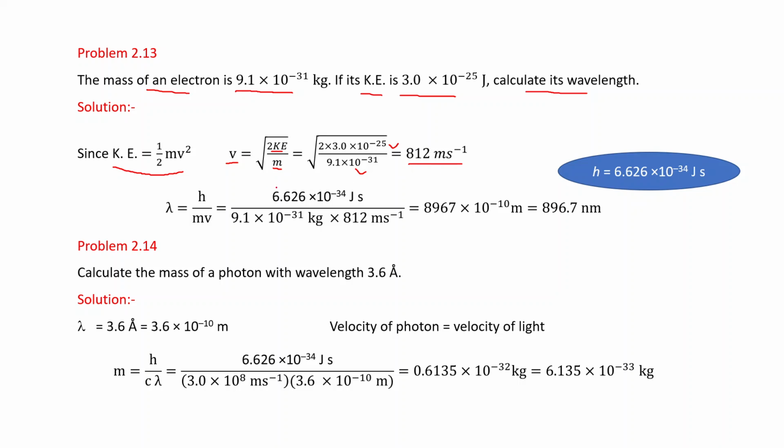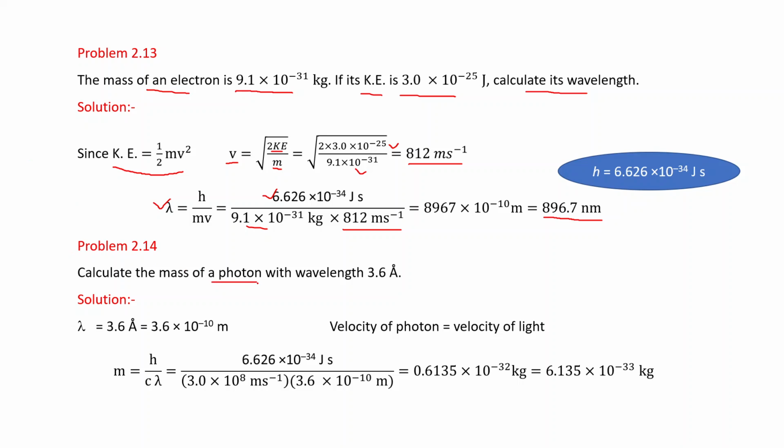Then by using this velocity, we will find out the lambda, which is equal to h by mv. Put the value of h, m and v. If we solve it, then we will get this 896.7 nanometer. Okay.